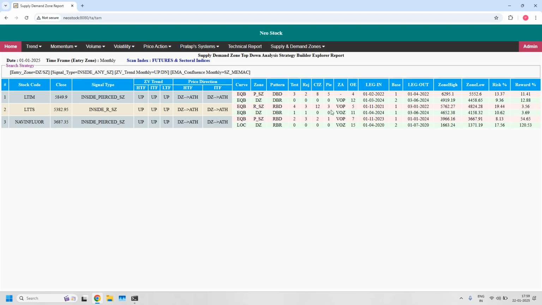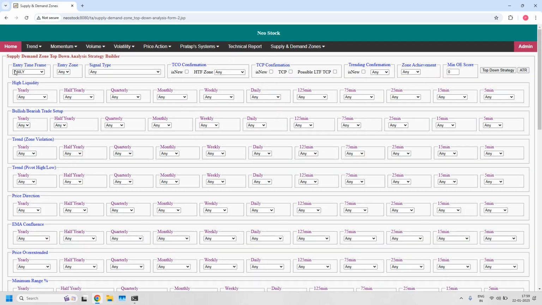But all these monthly zones are pierced zones. But you already learned pierced zone strategy in lesson 28. You can make use of those concepts. Okay, this is about a monthly time frame. Next time frame is a weekly.